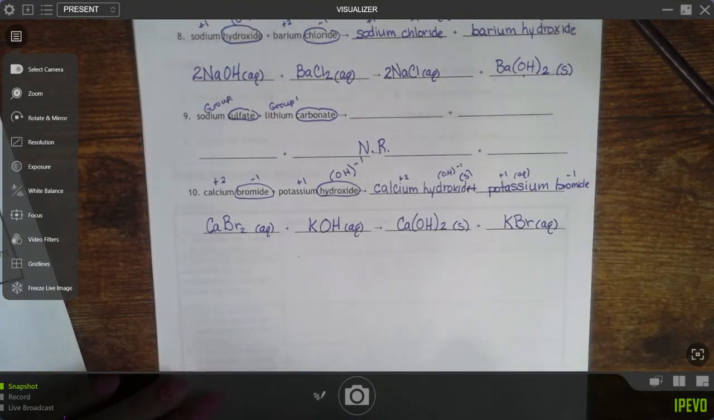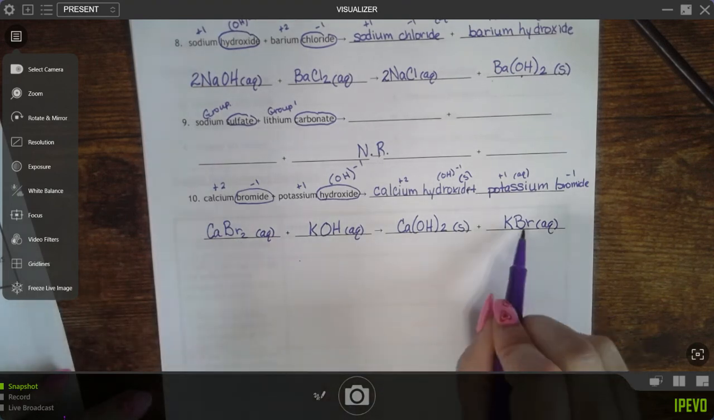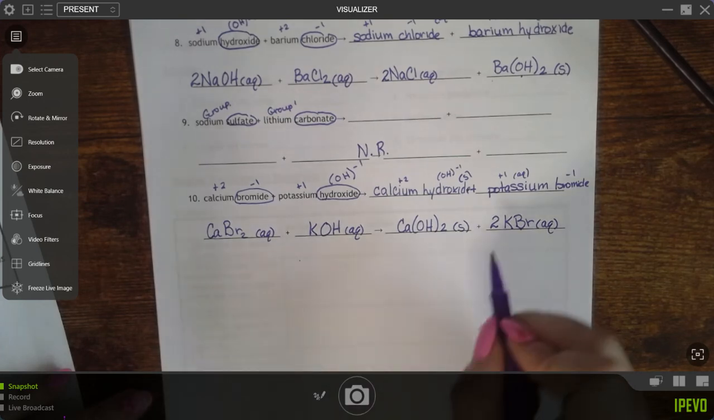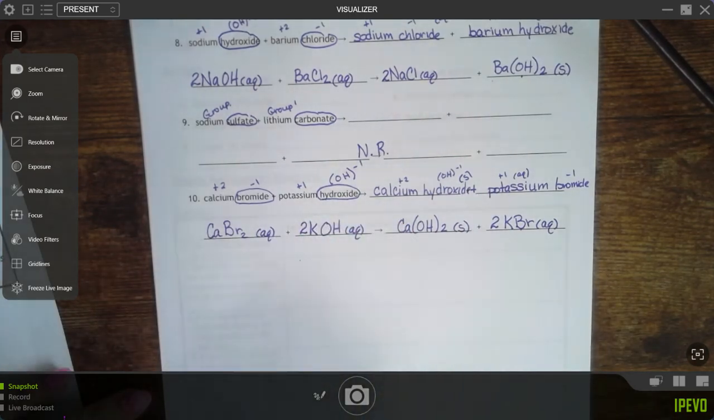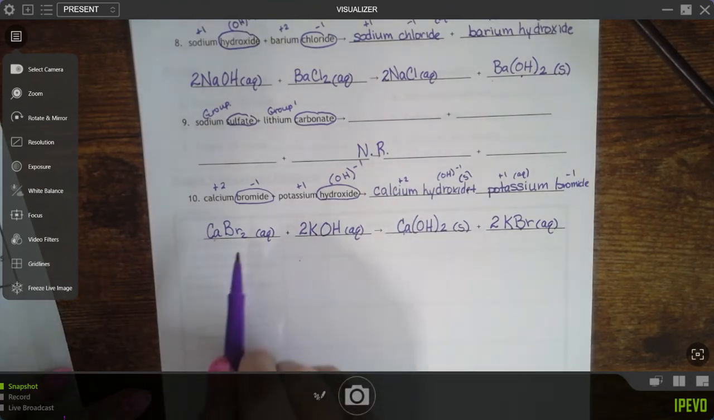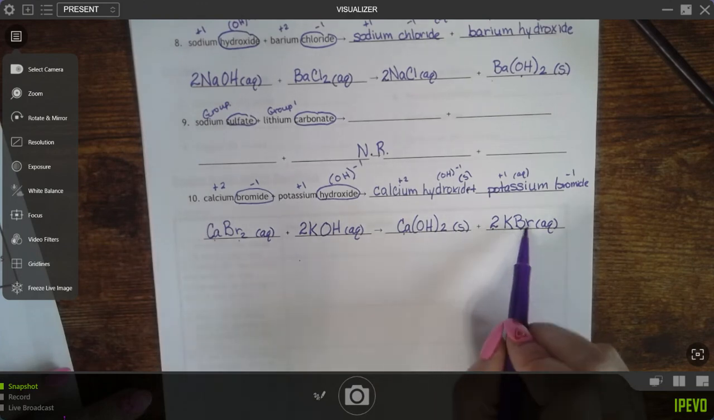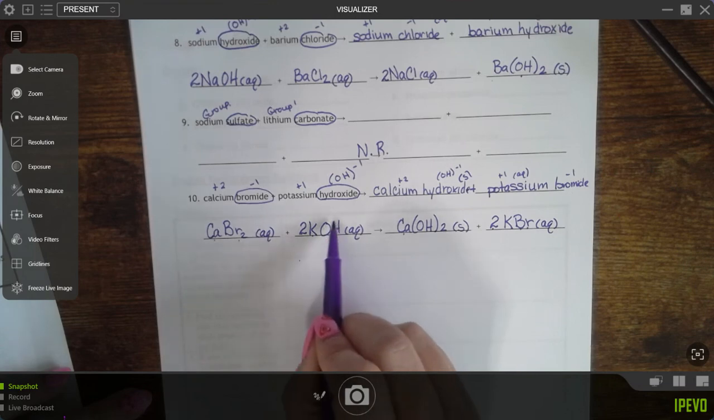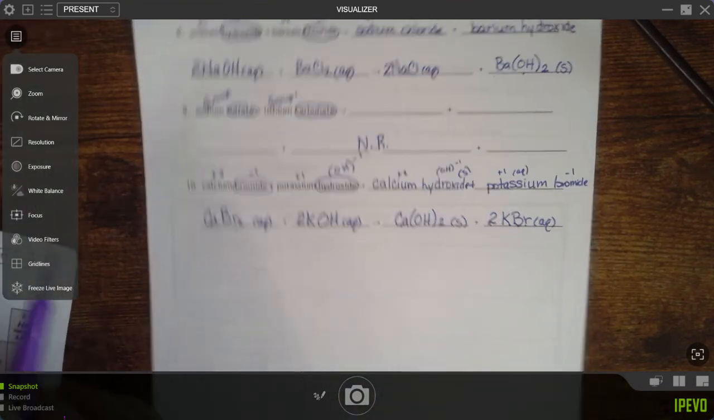All right, is this thing balanced? Let's see. No, because here we have 2 bromine. Over here I only have 1, so I need a 2 here. And that tells me I need a 2 in front of potassium. So let's count. I've got 1 calcium, 2 bromine, 2 bromine, 2 potassium, and 2 hydroxide. So that equation is balanced.